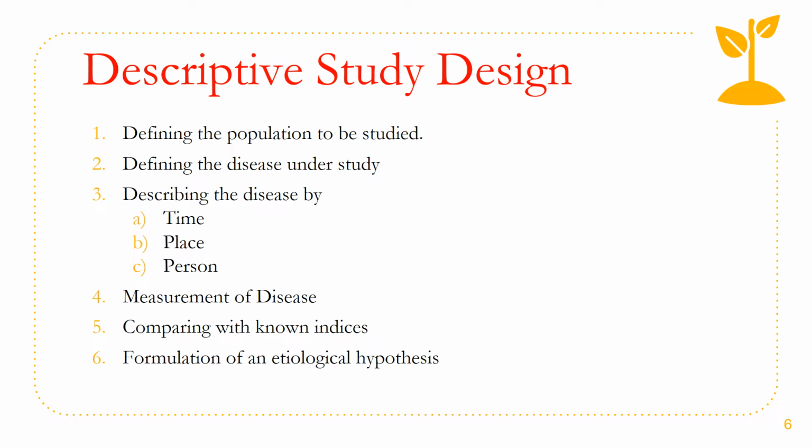Then describe the disease by time, place, person. This is only description. Then measure of disease, then comparing with known indices. For example, for dental caries, you will do the measurement with the indices, and the same indices you can use to compare with other populations. Then formulation of etiological hypothesis.